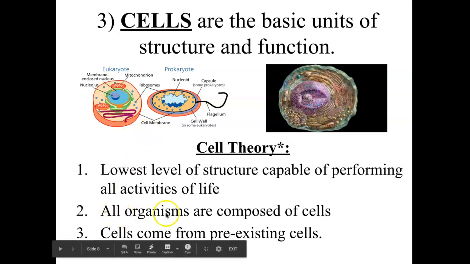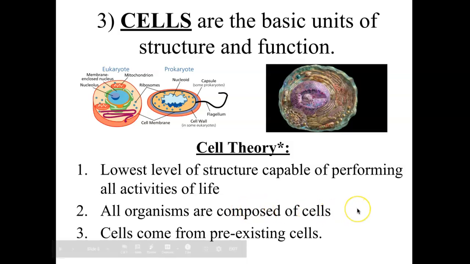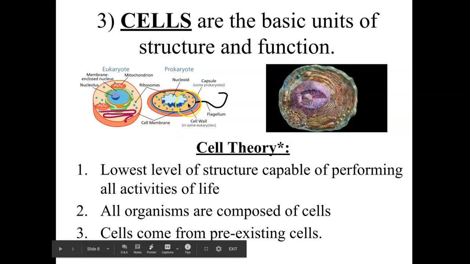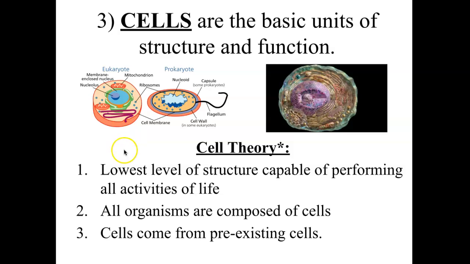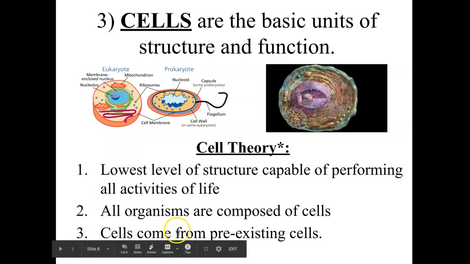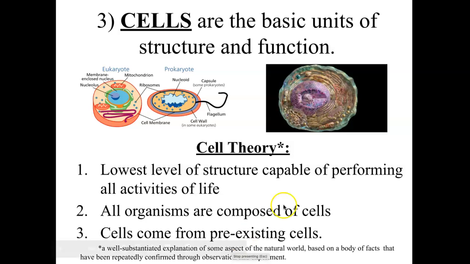Number 2, all organisms are composed of cells. All living things are made up of cells, at least one. Bacteria are made up of one cell, but many eukaryotes are made up of more than one cell. Number 3, cells come from pre-existing cells. Life comes from life. Cells must divide to make more cells. That's what that means. And then down here, it talks about the definition of a theory.